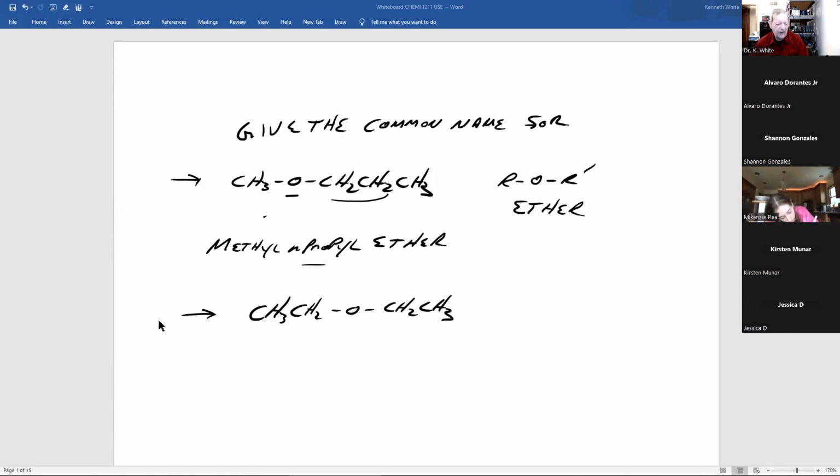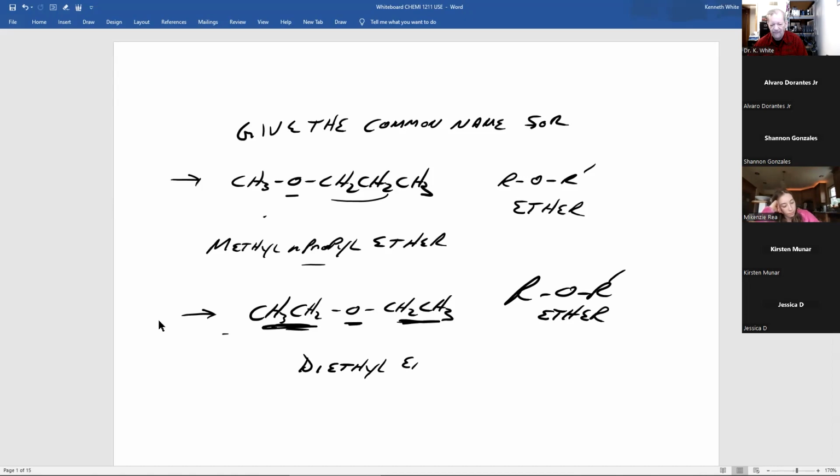All right, let's take a look at this. What do we have? Oxygen, carbons here and here. It's an ether. And what do I have here? An ethyl group. Ooh, I have another ethyl group. How do we do that? Diethyl ether. And this is probably one of the most widely used ethers, period, in chemistry and also other places.